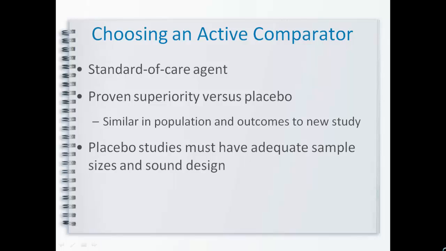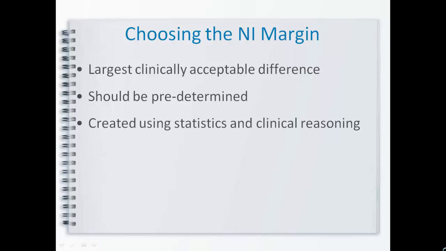These placebo trials should also have an adequate sample size in order to establish efficacy, and should be well designed. All of these components are important because the conclusions of a non-inferiority study cannot be meaningful if the active comparator has not already been proven effective. The non-inferiority margin is the largest clinical difference between the intervention and active comparator that is deemed to be acceptable. The difference between the groups must be less than this margin in order for the intervention to be considered non-inferior.